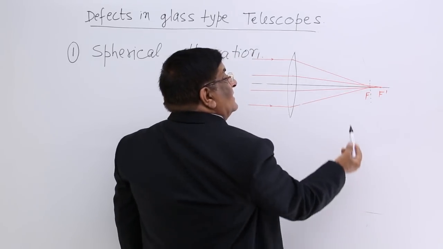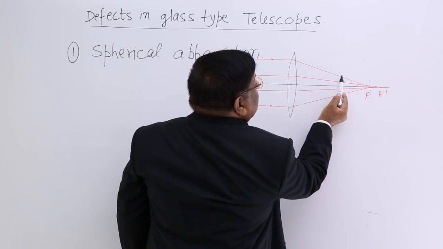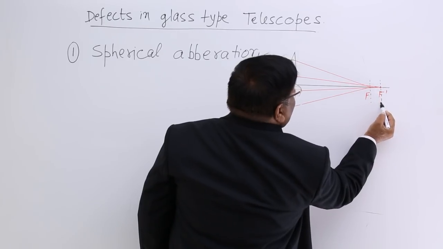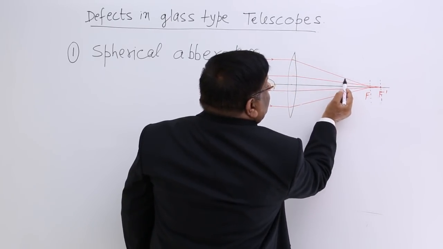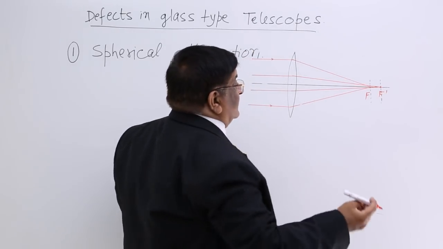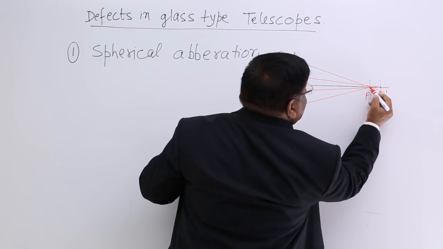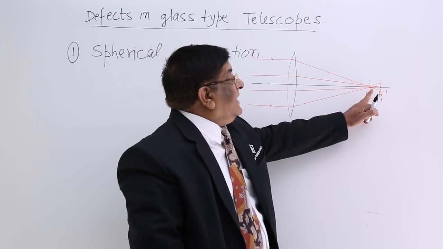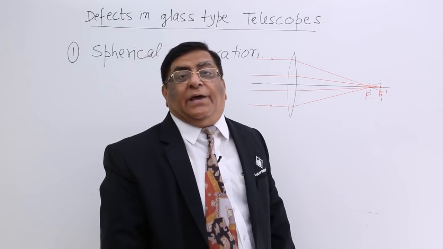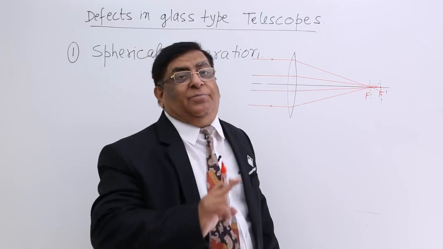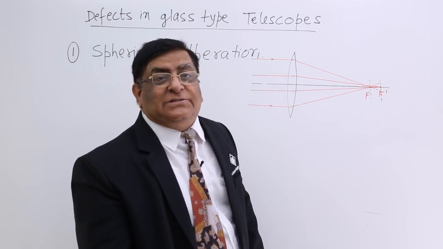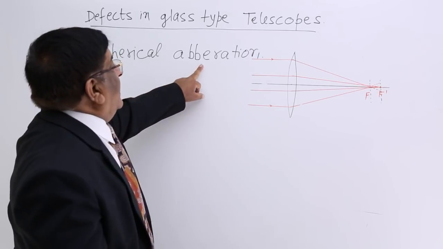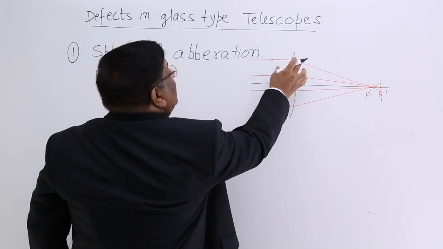If I put my screen here, then these rays are making it blurred because this is the intersection point of these two. Now, if I put my screen here, then these rays are making a sharp image, but these are making it blurred because after intersection, they will go like this, and they will make a blur here. So, neither this is very clear nor this is very clear. That is why the image is not as sharp as it should be. And for the stars and other things, it makes a difference. This is one problem that is known as spherical aberration, and this happens in the lens.